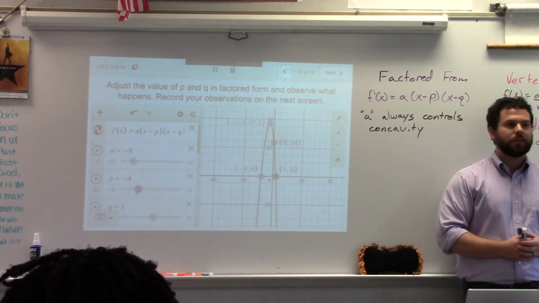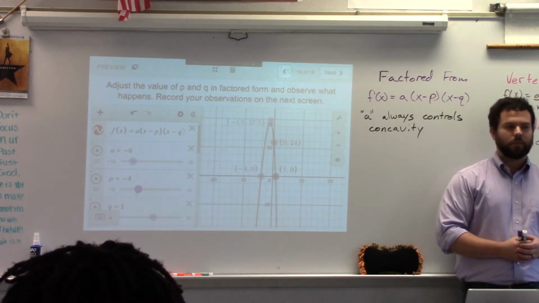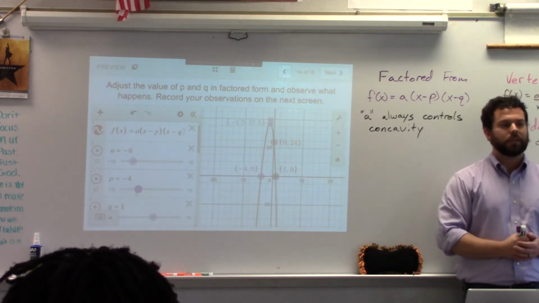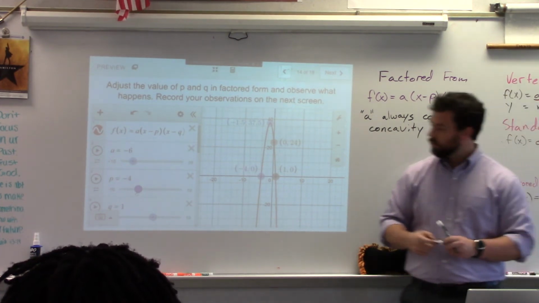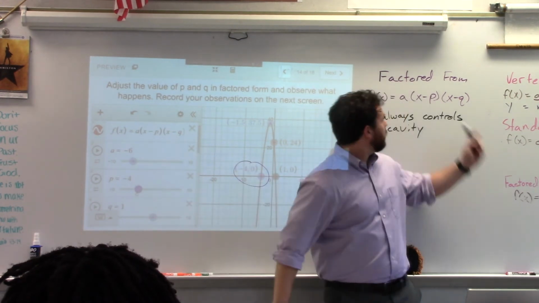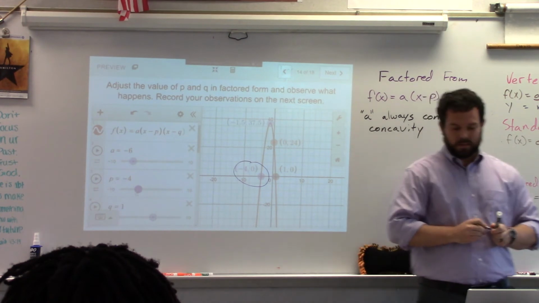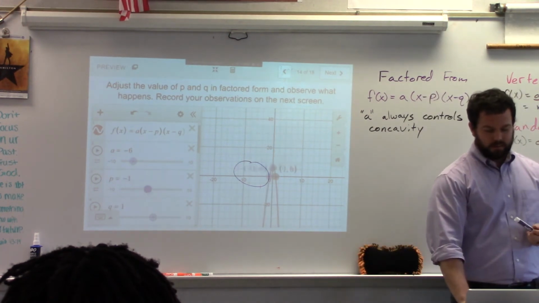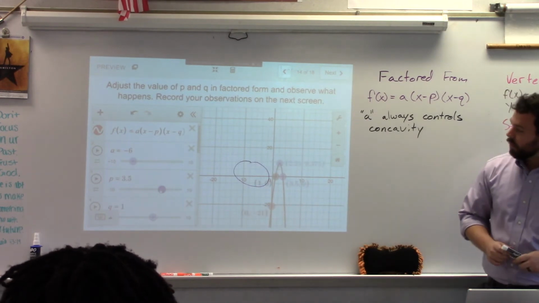Right now, what is the value for P? -4. Does anyone see a -4 within this graph? Yep. Where? -4, comma 0, which is an X-intercept. So this P might be the what? X-intercept. Okay, let's make it a positive number and see if that holds true. Yes. Okay, now P is what?